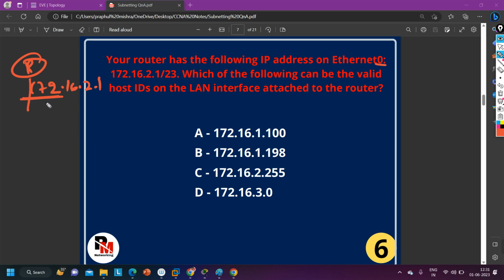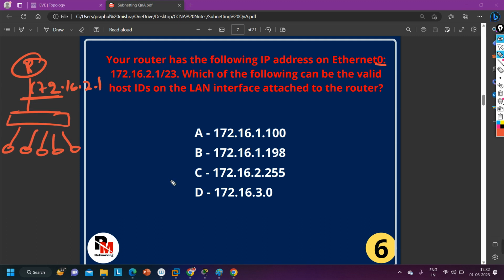This is a class B IP address. Now which of the following is a valid host ID on the LAN interface attached to a router? Let's say this router is connected with one switch and this switch is connected with lots of end devices. So what is the valid IP address? So how will you find it?